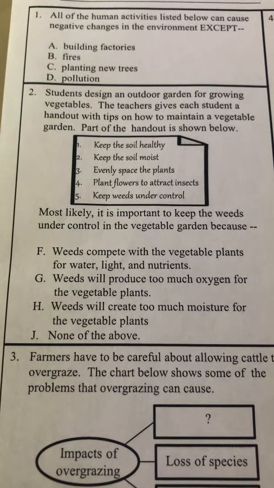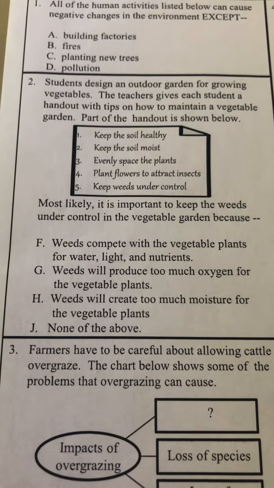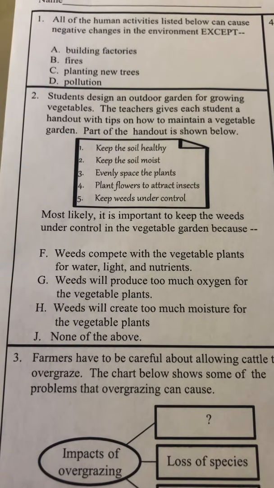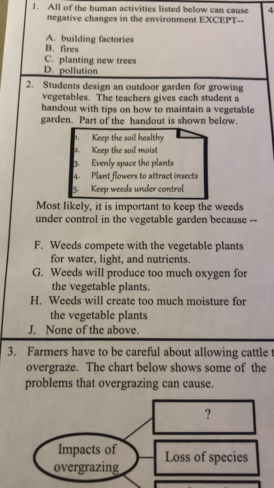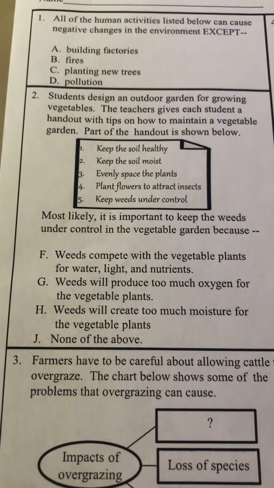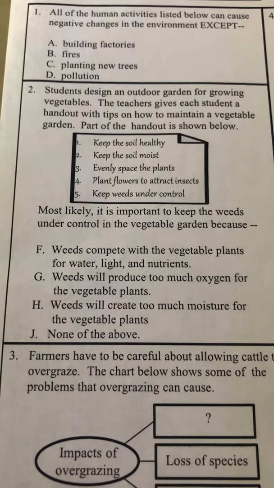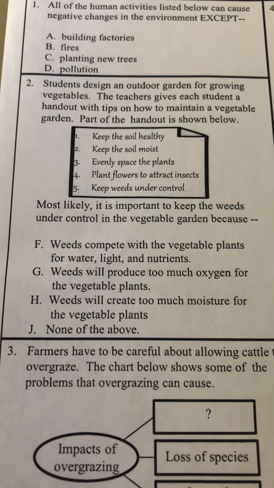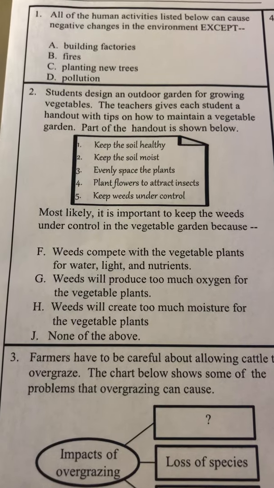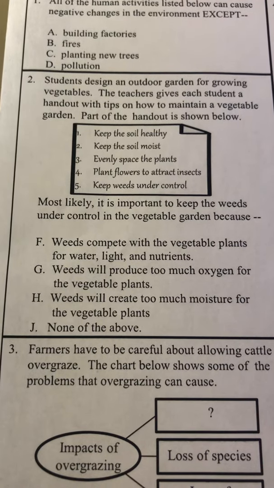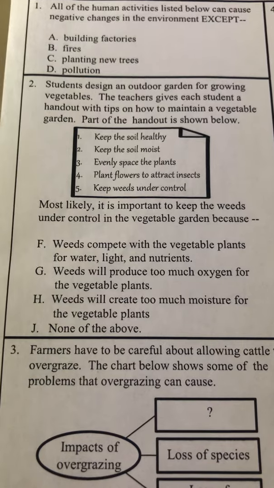Most likely, it is important to keep the weeds under control in the vegetable garden because F. Weeds compete with the vegetable plants for water, light, and nutrients. G. Weeds will produce too much oxygen for the vegetable plants. H. Weeds will create too much moisture for the vegetable plants. J. None of the above.